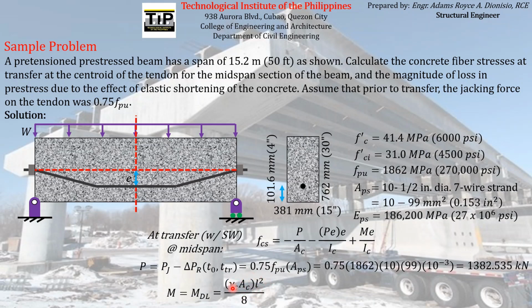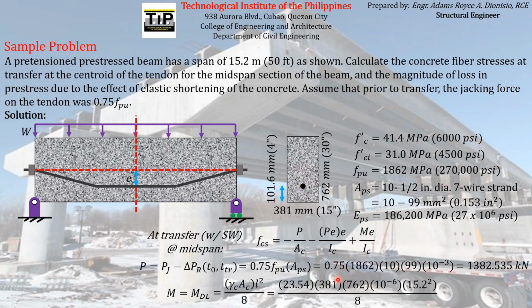So the unit weight, so this is the weight of the concrete in terms of force per length. This is 23.54 kilonewton per cubic meter, and this is the cross-sectional area of the concrete. L is the length, again 15.2 meters. So if we substitute all of the parameters needed, this is 23.54 kilonewton per cubic meter.